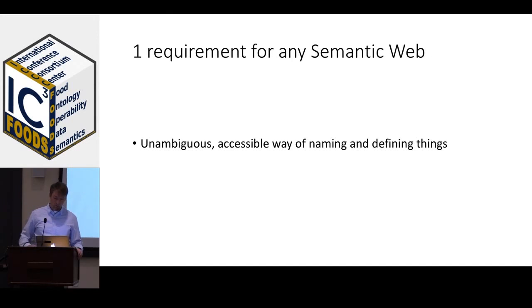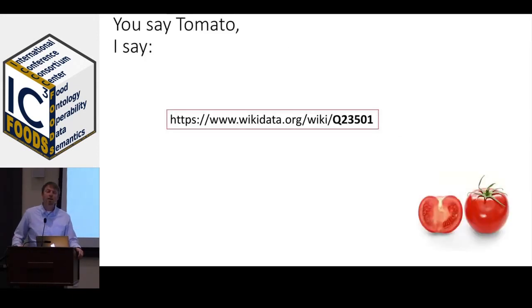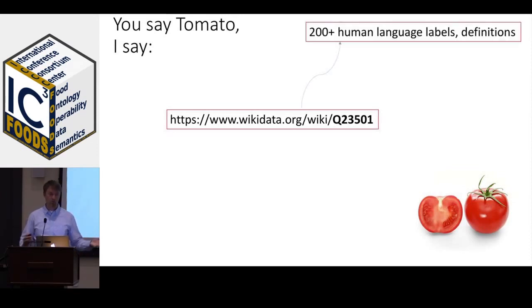And I think that Wikidata provides one potentially very useful piece of engineering that you may want to think about using for this purpose. So when you say tomato, I say Q23501, which is the Wikidata unique ID for that thing. And the reason that's useful is, first of all, you have all of these human labels as access points into that concept, which is very useful for building applications. Those are also linked to all the different Wikipedia articles in all the different language Wikipedias, also very useful for building text mining applications, for example.